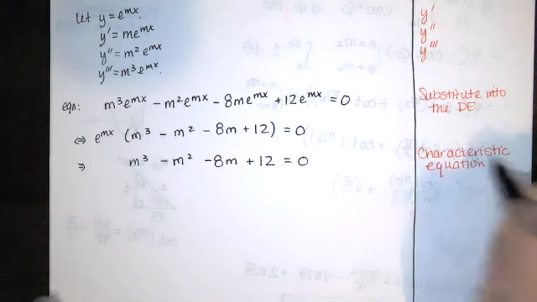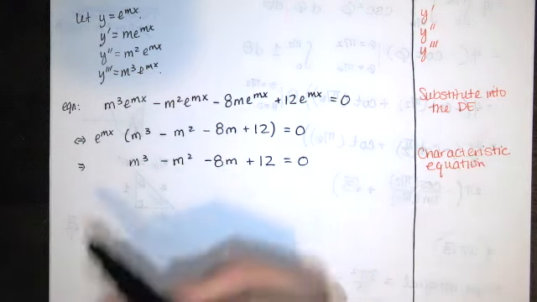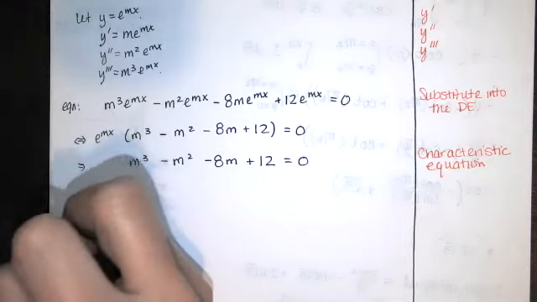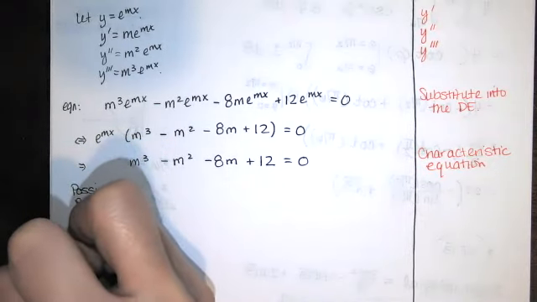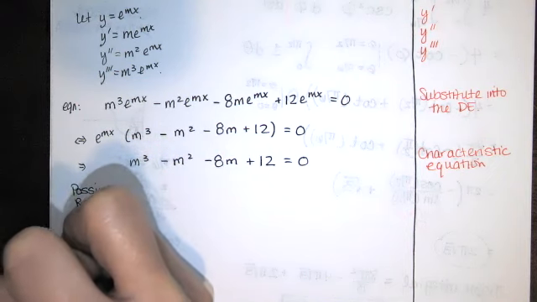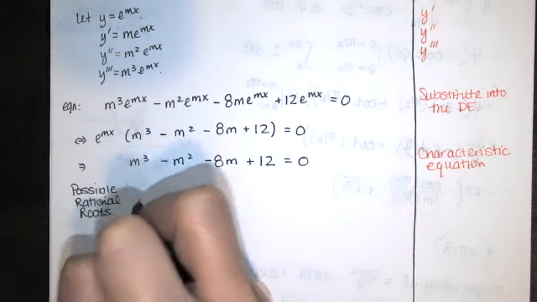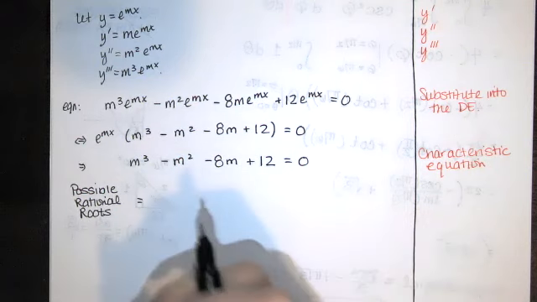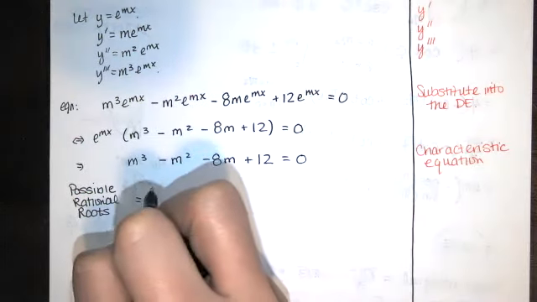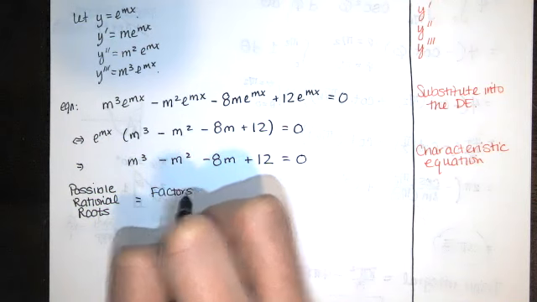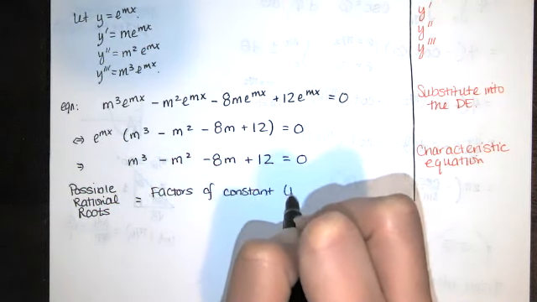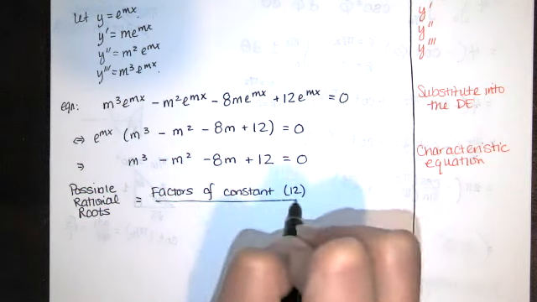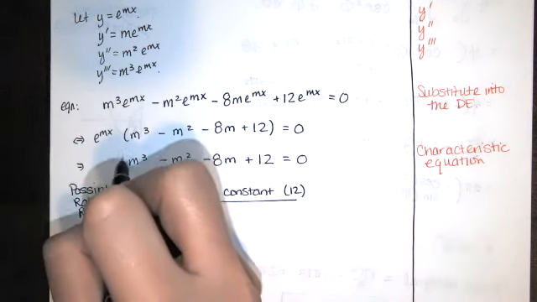Okay, now that I've got my characteristic equation, I need to find values of m that cause this equation to be true. So what we're going to do is use what's called possible rational roots. And our list of possible rational roots comes from taking the factors of the constant term, and our constant term in this case is 12, and dividing by the factors of the leading coefficient. There's an implied 1 there.